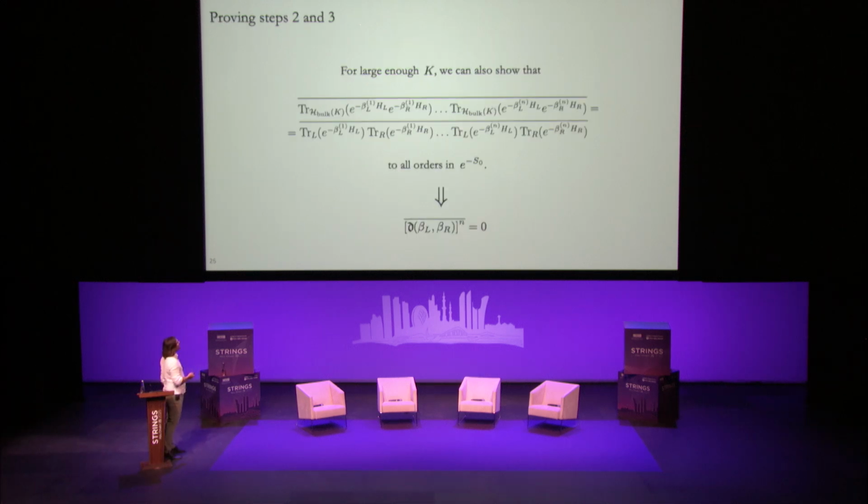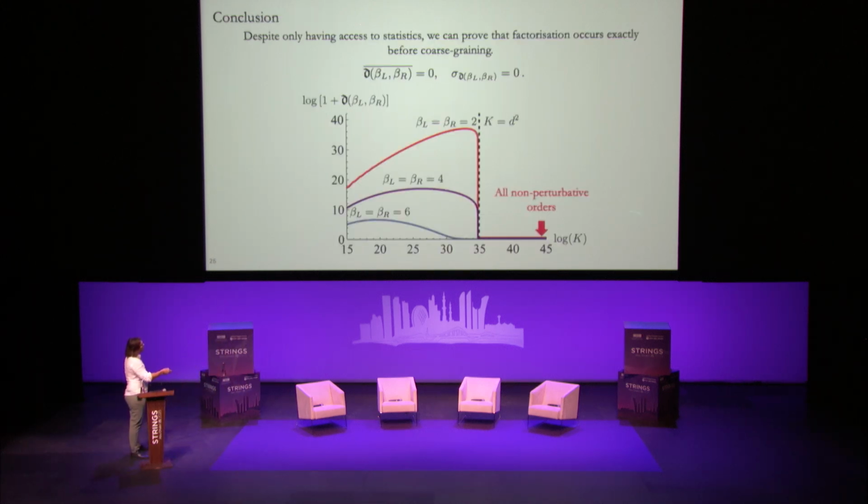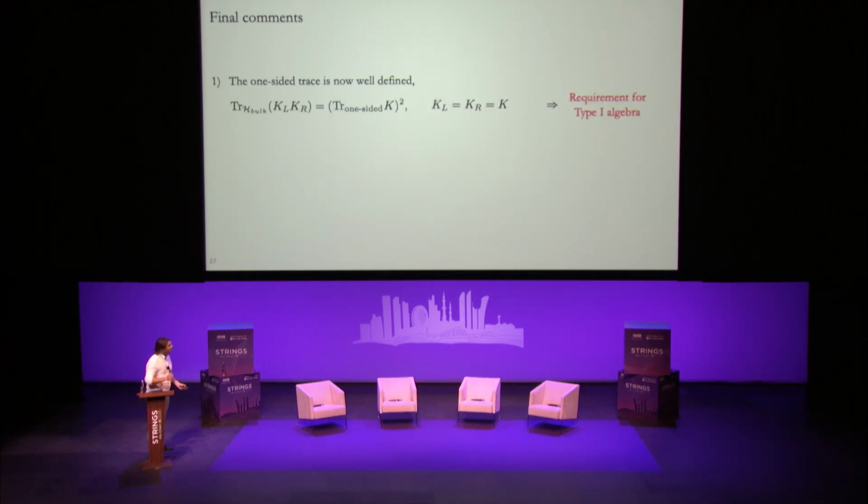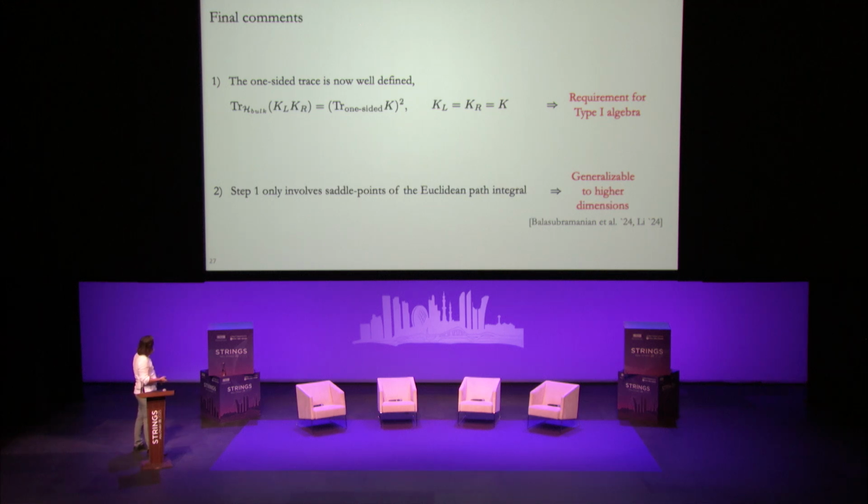And as I said, we can do this to all orders to prove that products of traces also factorize. And this implies that the differential that I showed at the beginning of the talk to the nth power is on average 0 at large enough k. So at large enough k, we could show that this differential is 0 to all orders. Okay, so even despite only having access to statistics, we can now prove that factorization occurs exactly even before coarse graining. So that's the upshot of the talk. Since I'm out of time, I'll just leave you with some final comments.